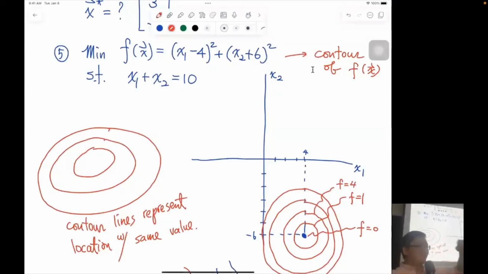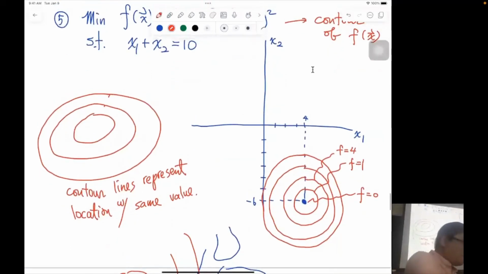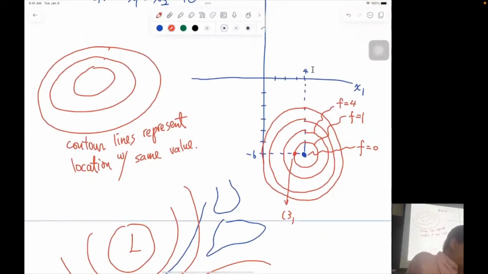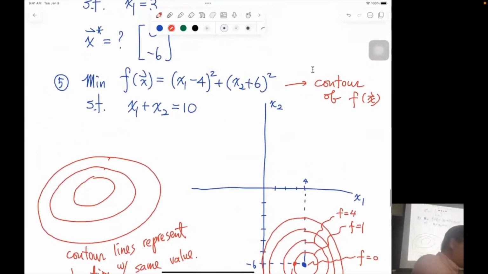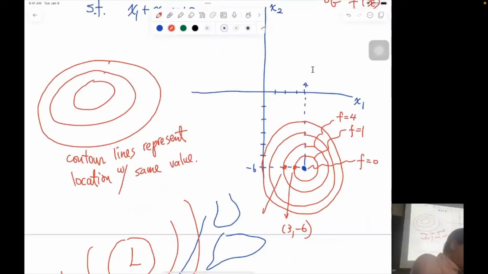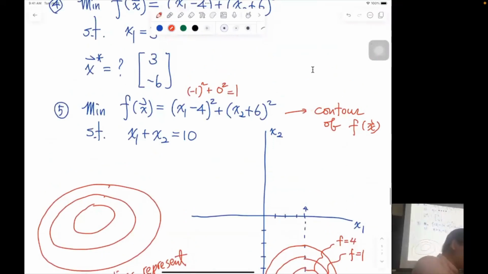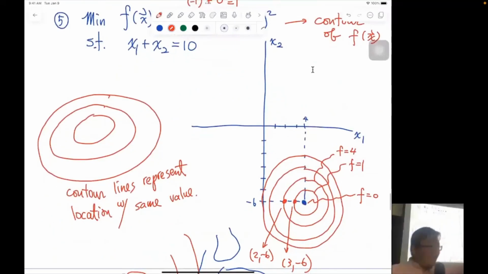How do I know? Because if you plug in a point, for example this point, which is 3 and -6, that would be -1 squared plus 0 squared. So that's 1. If you move to here, that will be 2 and -6, so that ends up with -2 squared plus 0 squared. That's 4. Right? So they are contour lines with the same function values.